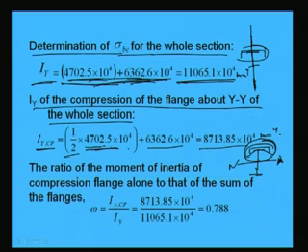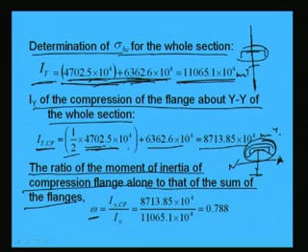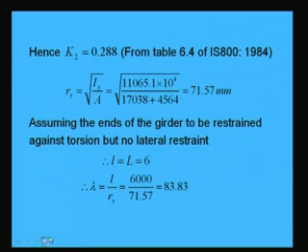Now, what we have to find out is the ratio of the moment of inertia of the compression flange alone to that of the summation of the flanges. So, that omega will become Iycf by Iy. So, Iycf is 8713.85 into 10 to the 4 and Iy is 11065.1 into 10 to the 4. So, the ratio is becoming 0.788, right. On that ratio we can find out from table 6.4 of IS 800/1984 the value of K2.